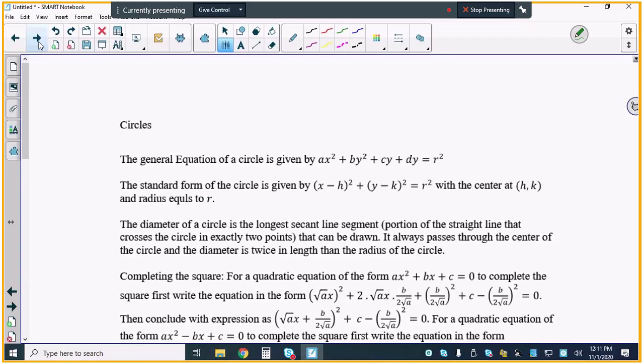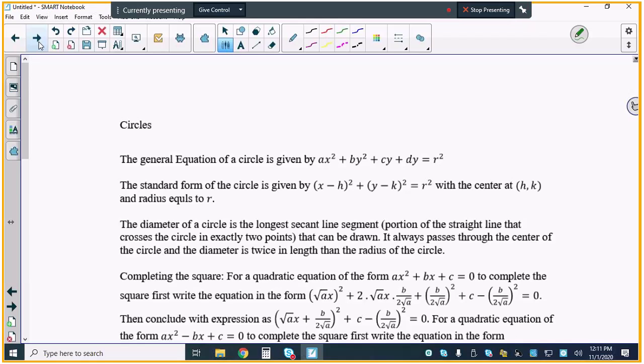The general equation of a circle is given by ax squared plus by squared plus cy plus d equal to r squared. The standard form of the circle is given by x minus h whole squared plus y minus k whole squared equal to r squared. And the standard form is easier for us because it directly gives the center of the circle as h comma k and the radius equal to r units.